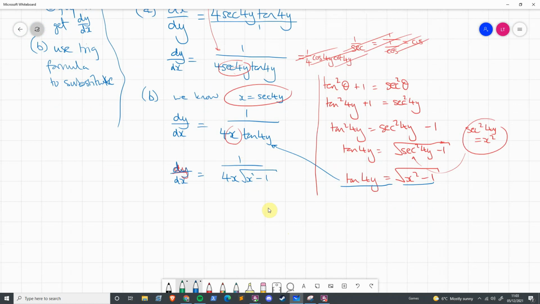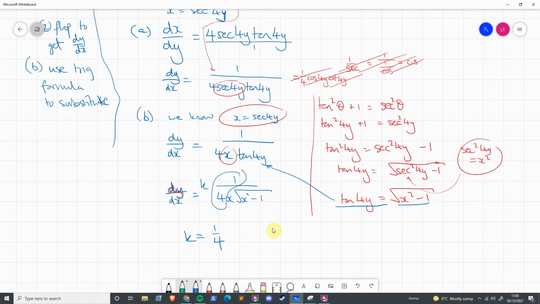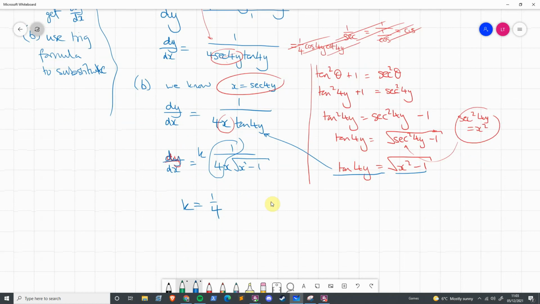So k equals a quarter. I don't know if they wanted you to state that. There's no harm in doing it, is there? So there we go. Ignore the k that I've written there in the circle. That's what we get to, and that's our value of k. Okay, so that's question 2.